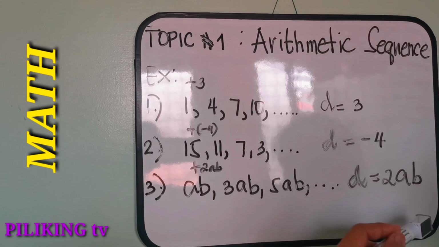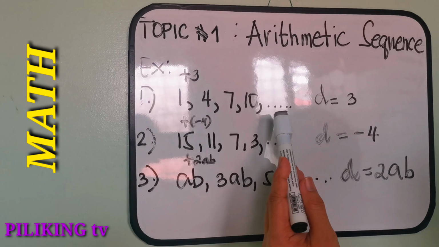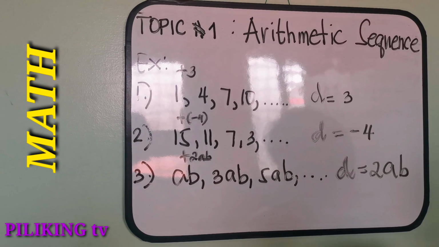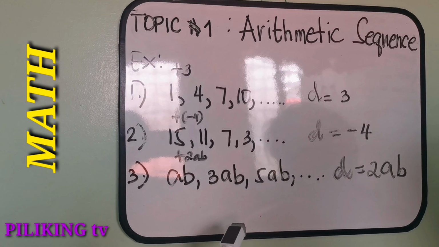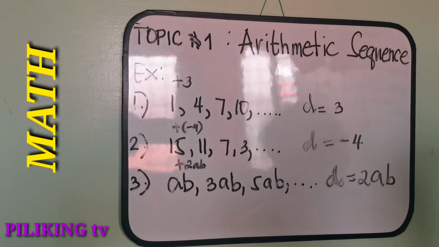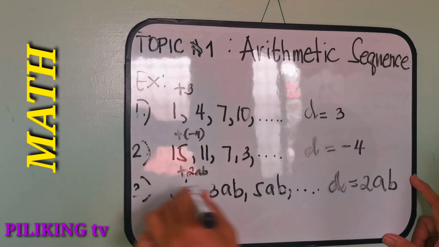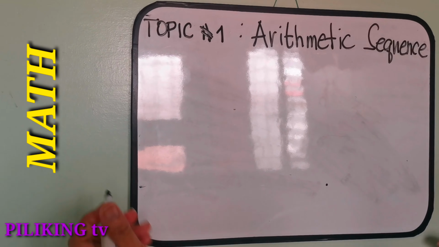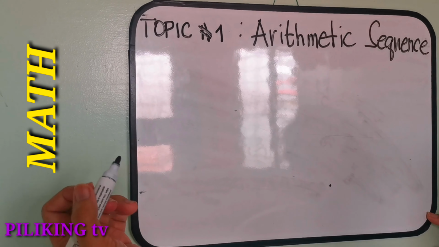Let's have another example. What if on number 1, you are going to get the 100th term or the 50th term? That's the time that you have to use a formula. I will show you the formula later. Okay, so there is a formula in finding the nth term of any arithmetic sequence.